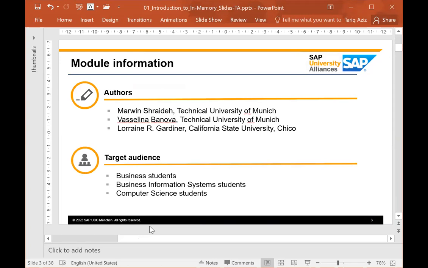The target audience for this course is the students, some computer science students, the business students, business information system students, or anyone who is interested in data analytics. So this is for those.